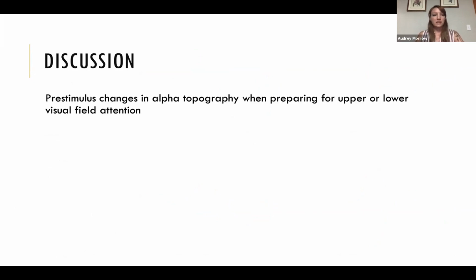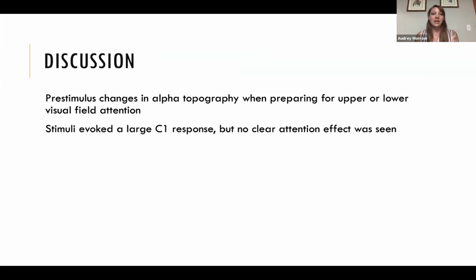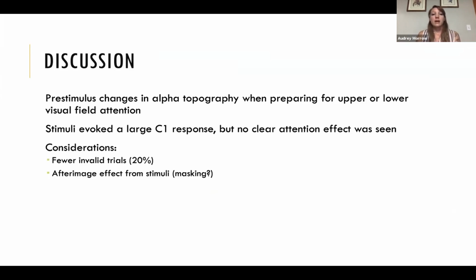So just to wrap things up, we definitely see that, as I just mentioned, prestimulus changes in alpha topography are seen when participants are preparing for upper or lower visual field attention. And while our stimuli did do a great job at evoking a really large C1 response across participants, no clear attention effect was seen. So some considerations might be that we have a lot fewer invalid trials, they're only 20% of the data. And we already have a small sample size, so there could just be some noise that could be mitigating some attention effect.